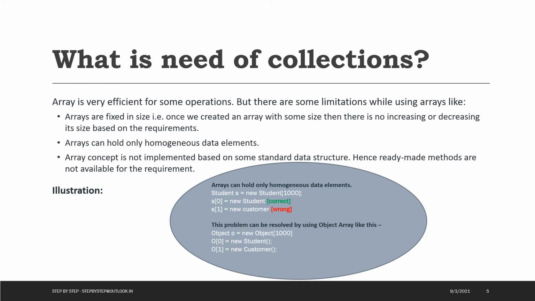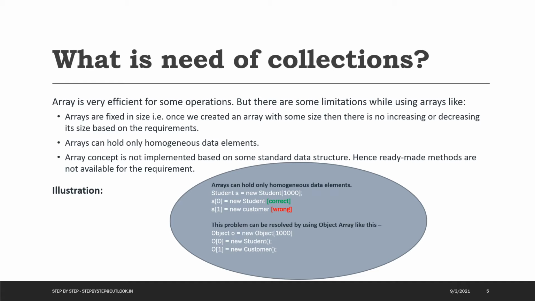So if you are saying that an array can store multiple data elements easily, then what is the need for collections? We are already saying that an array is very efficient, so what is lacking in arrays which leads to having collections in Java? It has been observed that there are some limitations in arrays as well. The first one is that arrays are fixed in size. Once you create an array with some size, there is no increasing or decreasing its size based on the requirement.